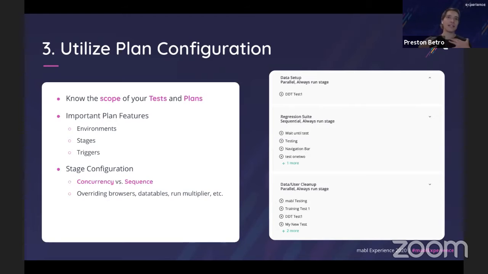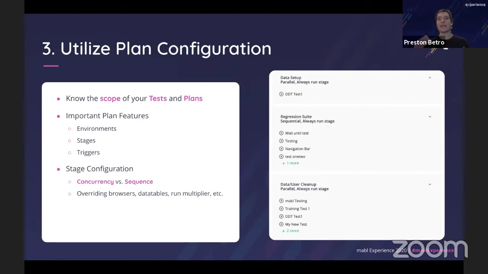Ultimately, it should align with your app process and priorities, right? So grab a whiteboard, a piece of paper, map everything out. And this is why the goals are so important with conceptualizing that strategy, right? Important to note within plans are the triggers, the stages, and the environments, right? The environments you're testing, again, how those relate.